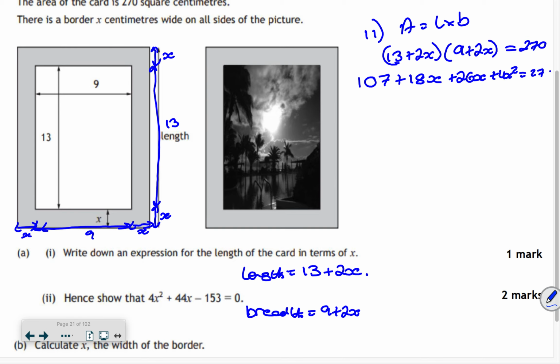is equal to 270. Take the 270 across, so that gives me 4x squared. 18x plus 26x is going to give me 44x. And then I have 117. Take the 270 across, I minus it. So 117 take away 270 is going to give me my minus 153 equals 0, as required.